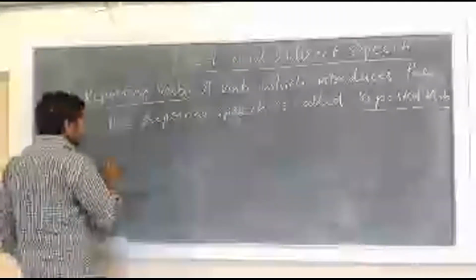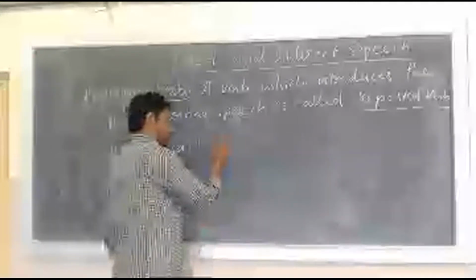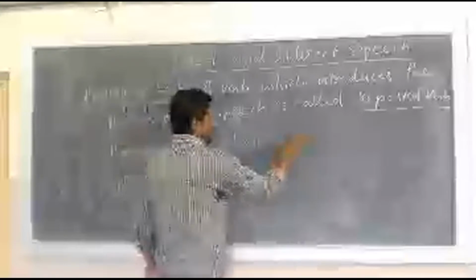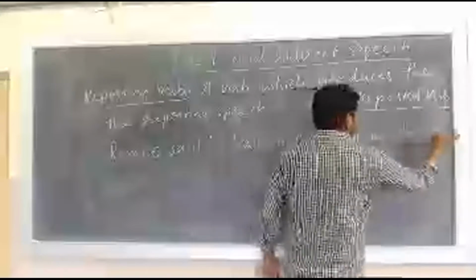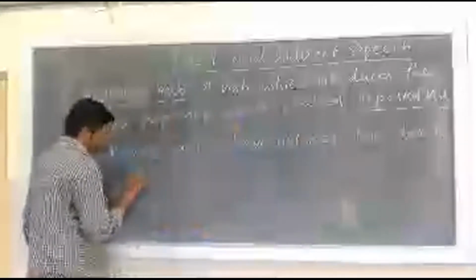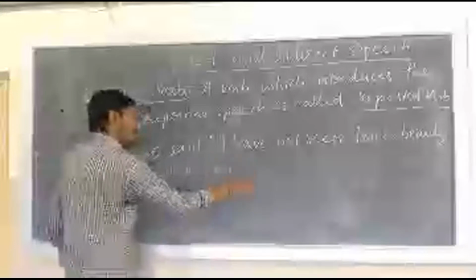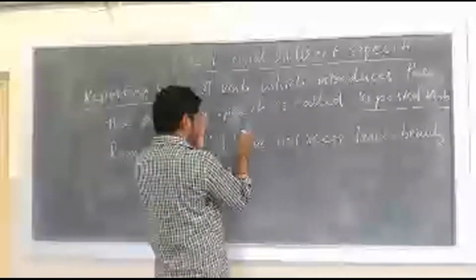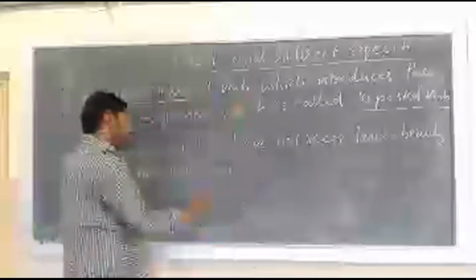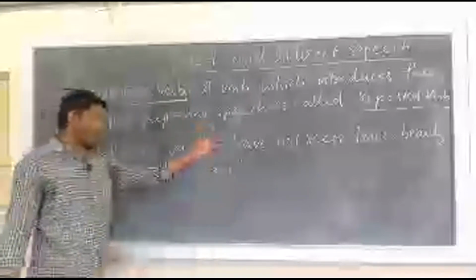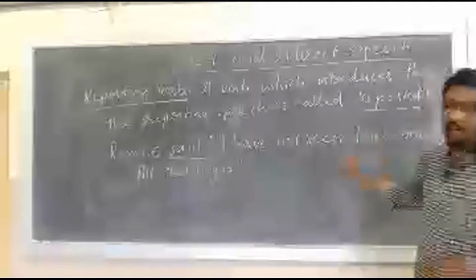For example, Romeo said, "I have not seen true beauty till this night." What Romeo has said, the exact words, we have kept in inverted commas. This is called direct speech. And here we are seeing what is a reporting verb. The verb that is introducing the reported speech is called reporting verb.